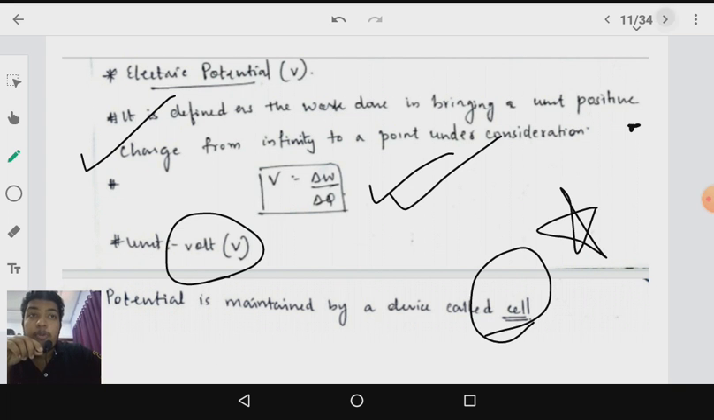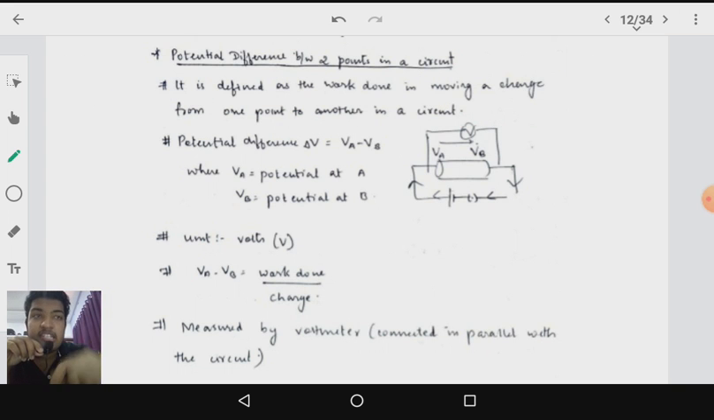Now let us talk about potential difference across 2 points in a circuit. So here you can see 2 points. This is A and this is B. The current is flowing from A to B. What about the potential difference? The work done in moving a charge, not a unit positive charge, any charge, from the point A to the point B is known as the potential difference. The work done in moving a charge from one point of the circuit to another point of the circuit is known as electric potential difference.